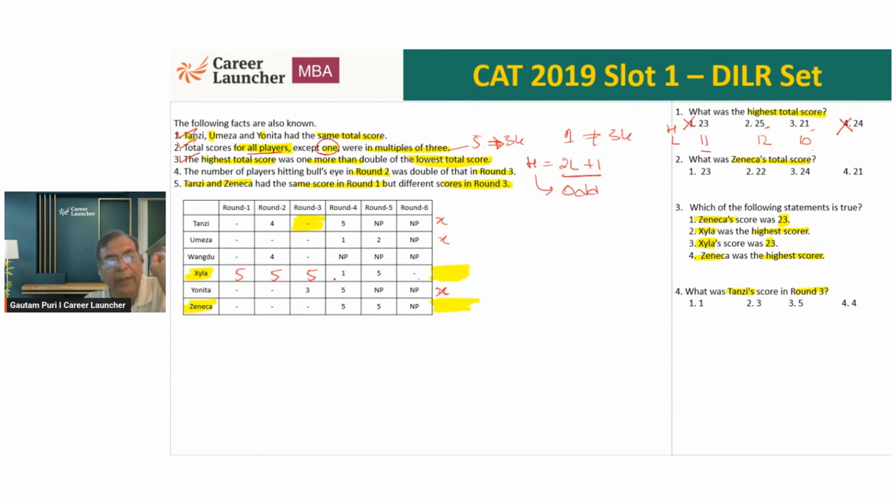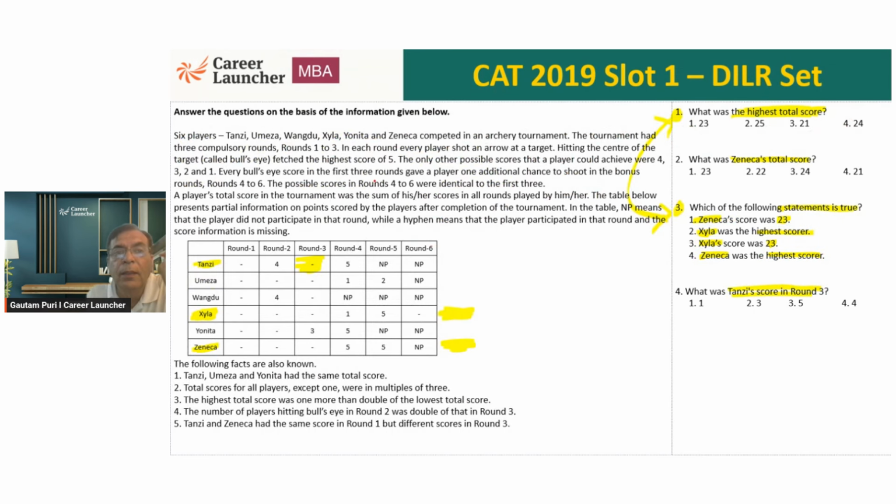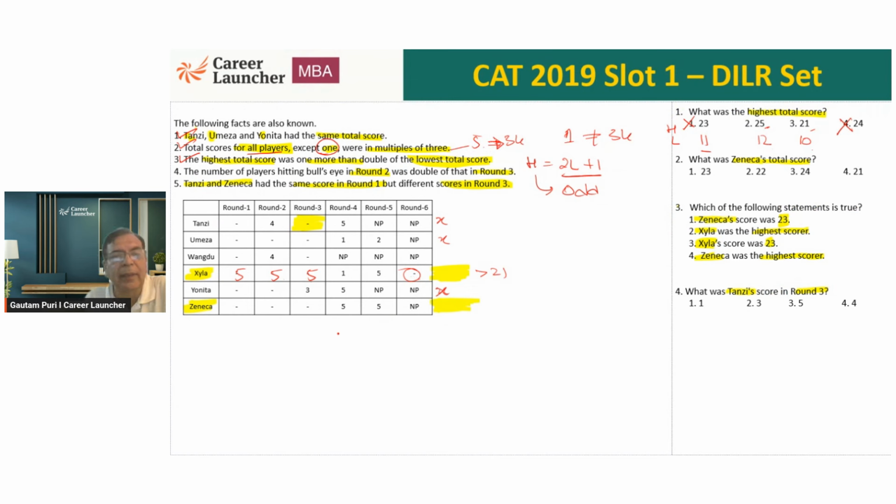5, 10, 15, 20, 21. Can I say greater than 21? Why? Zero would not have come here. Because if you remember, the scores which are possible are 1, 2, 3, 4 and the bullseye. So even if Zyla gets 1 point in this particular round, it will be more than 21. Even if it gets 1, it becomes 22. That means 21 cannot be the highest score. Highest score has to be 25. Okay, so the highest score has to be 25.